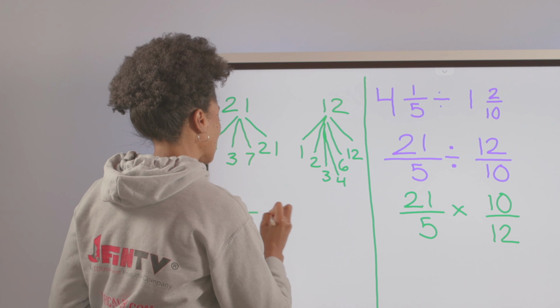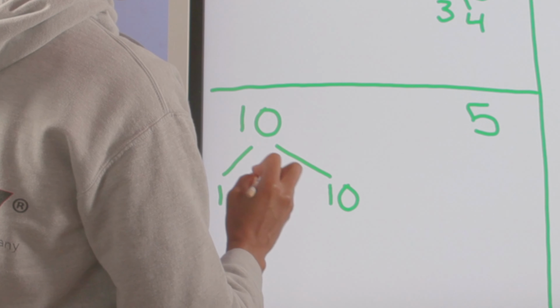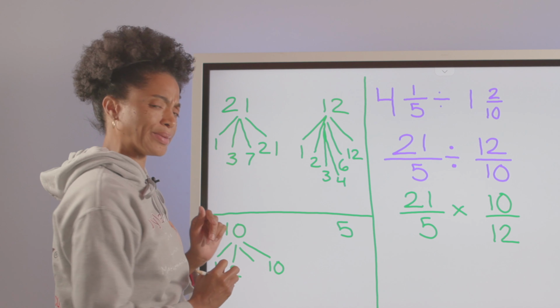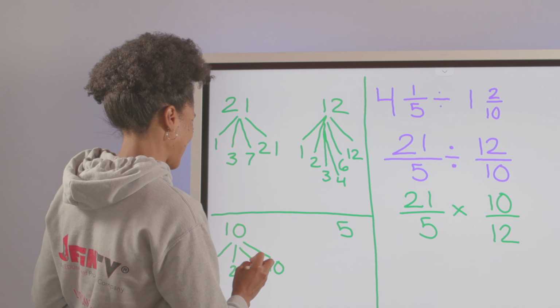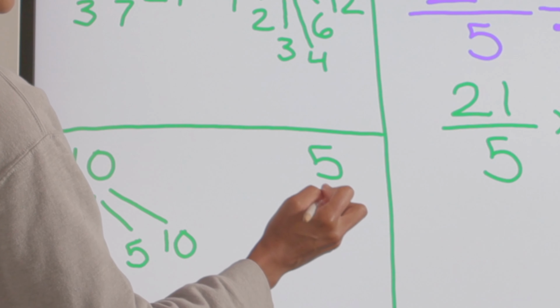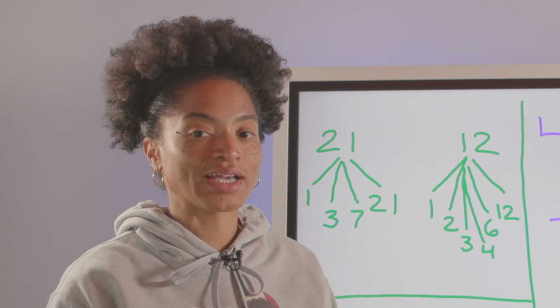Factors of 10, we have 1 and 10. And 2 times which whole number? 5. Perfect. And 5 only has 2 factors. 5 is considered a prime number because it only has 2 factors, and the factors are 1 and 5.